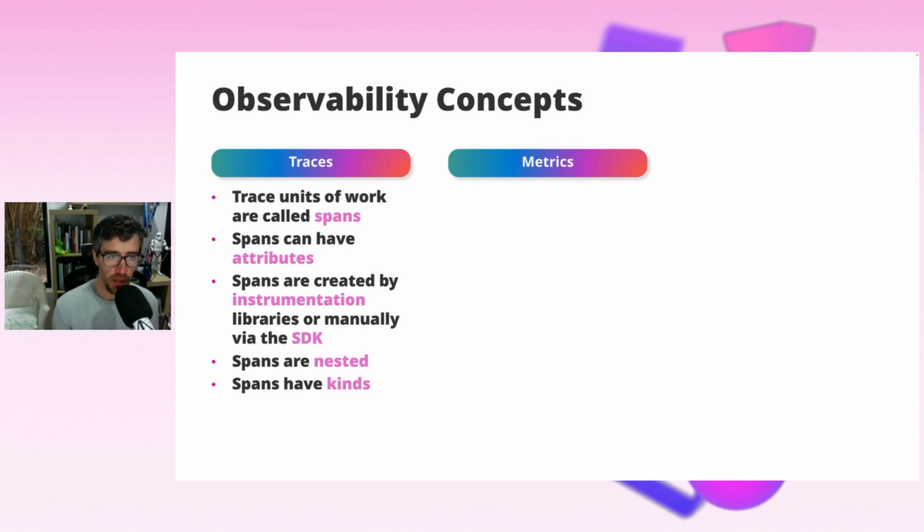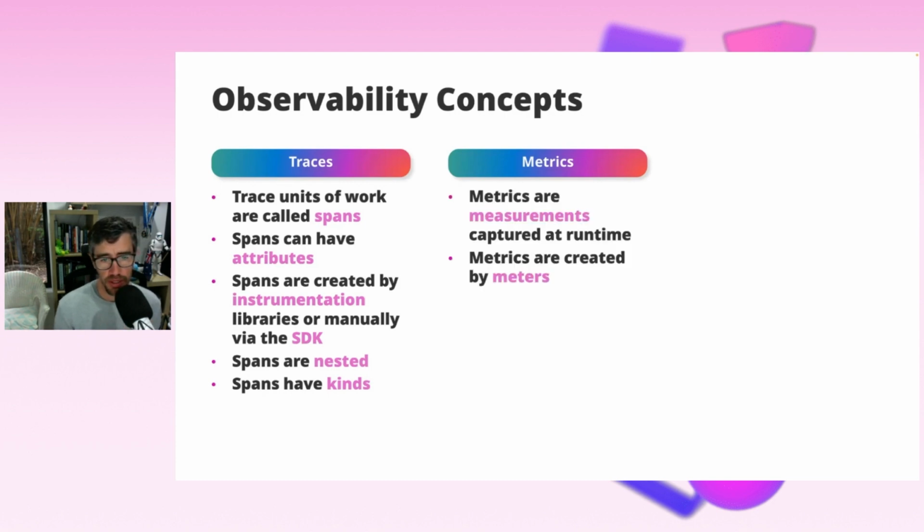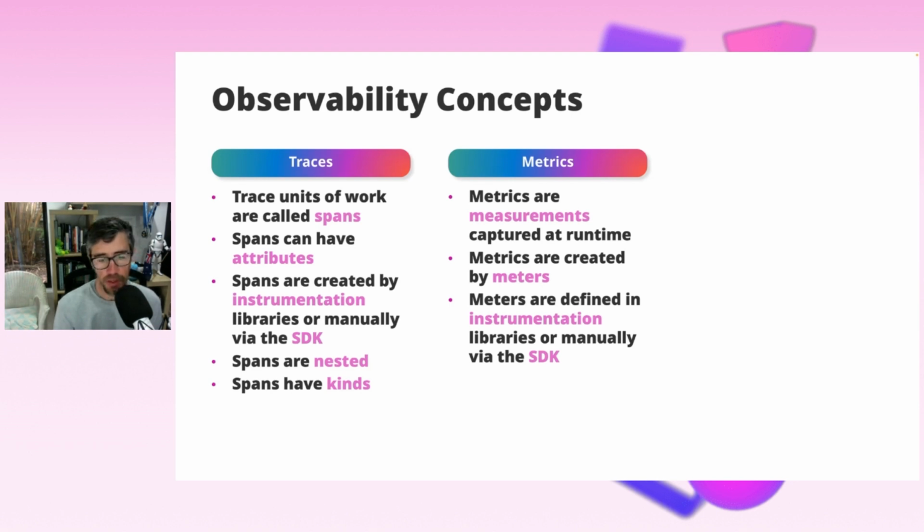We've then got metrics. Metrics are measurements captured at runtime. They're created by meters, and they're typically defined, again, in instrumentation libraries, or you can define them manually via the SDK. So a meter might be CPU usage, for example, or amount of RAM available. So those are meters that you could poll or run periodically, or they might be more specific. So you might want to capture the number of users you've got in the system. And that's something you might want to poll and just capture.